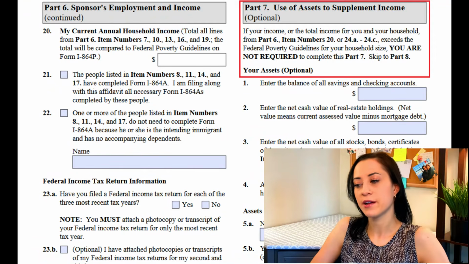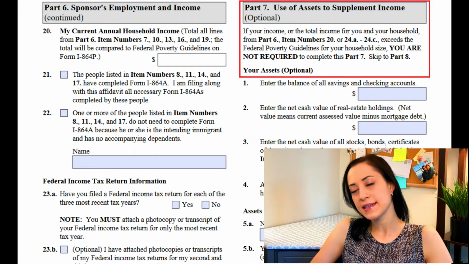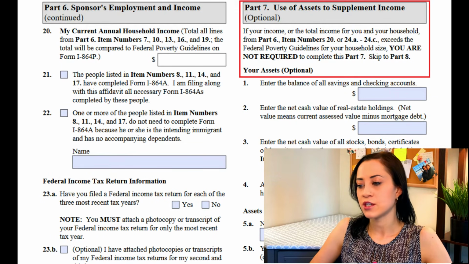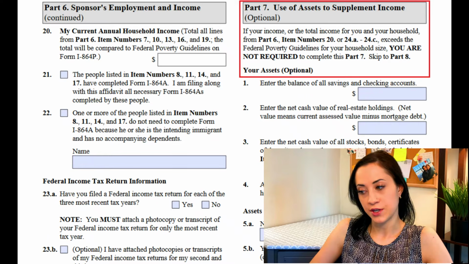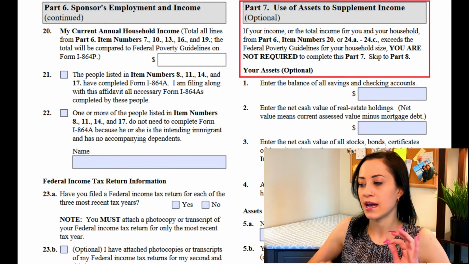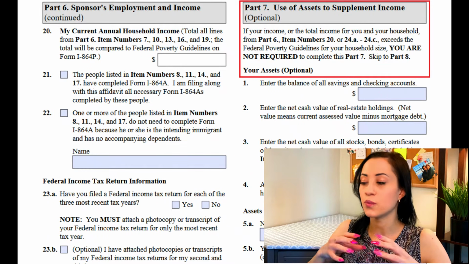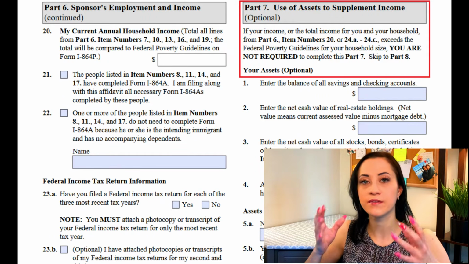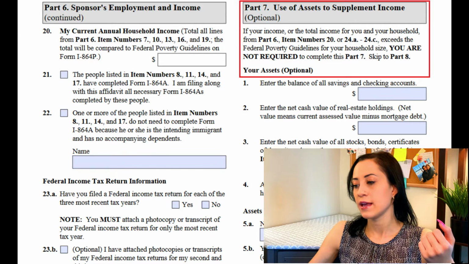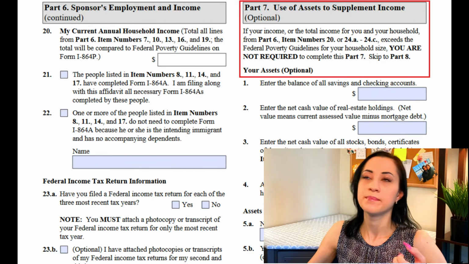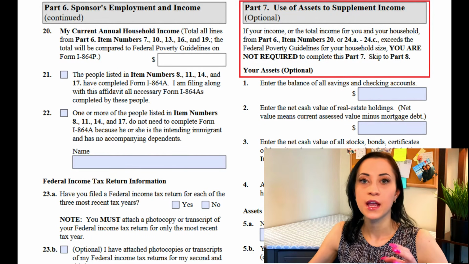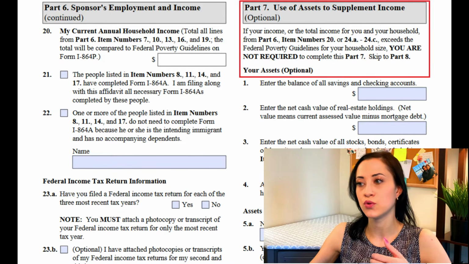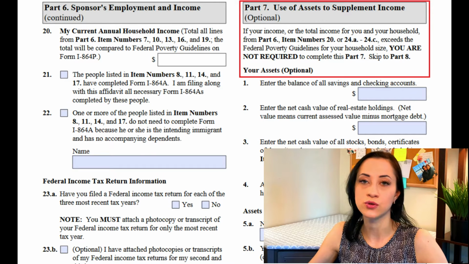Next, let's talk about assets really quickly. Assets and income are different things. Income is reflected on your federal tax returns. An asset is something that can be converted into cash within 1 year and without considerable hardship or financial loss to the owner. If you are a petitioner and you're not making quite enough income, you can use assets to supplement that. And in that case, you may not need to have a joint sponsor.